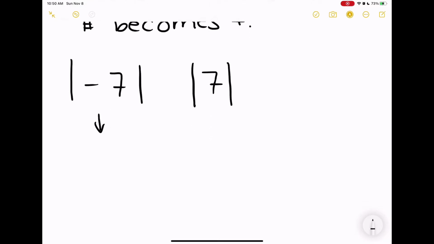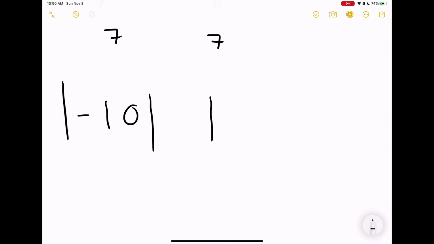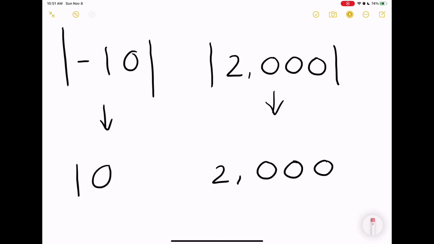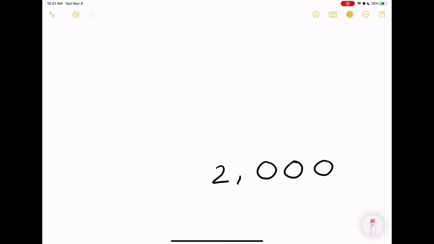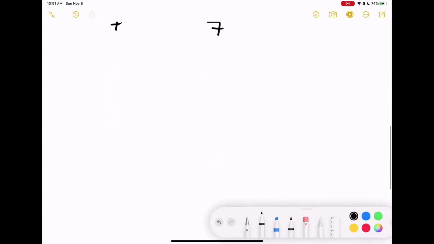So let's say we have negative 7. In this case, the absolute value of negative 7 is 7, but also the absolute value of positive 7 is also 7. So a positive stays positive, but a negative becomes a positive. And this rule applies no matter how large the number may be. So let's say we have negative 10 and 2,000. Although 2,000 is large, the rule still applies no matter what.